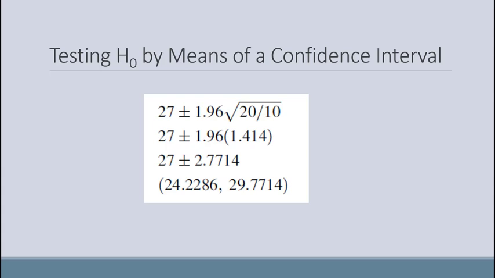Let us see how we might have arrived at this conclusion by using a confidence interval. The 95% confidence interval for mu is 24.23 and 29.77. Since this confidence interval does not include 30, then we say 30 is not a candidate for the mean we're estimating, and therefore mu is not equal to 30 and the null hypothesis is rejected. This is the same conclusion reached by the hypothesis testing procedure.